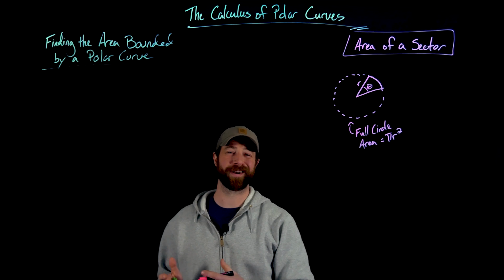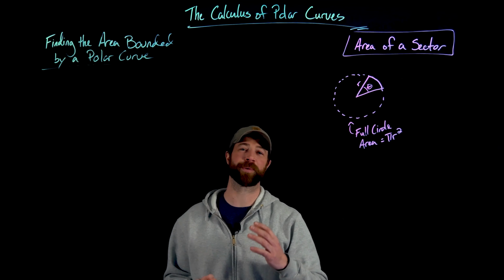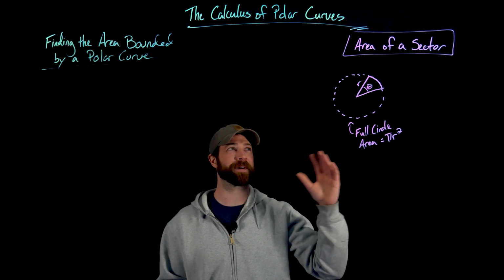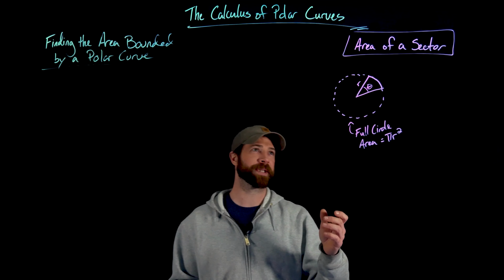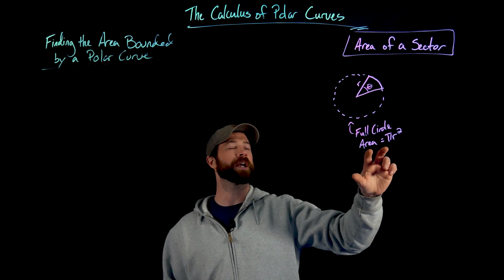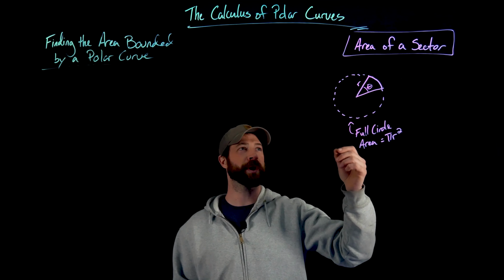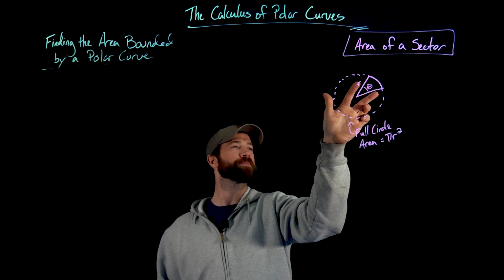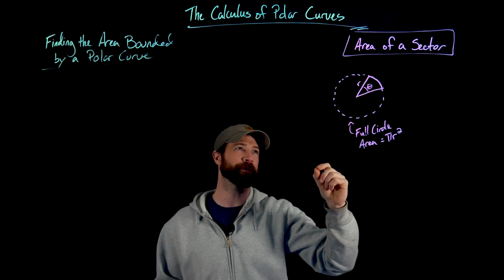First up, to find the area bounded by a polar curve, we first need to revisit a concept that you've definitely seen before, and it's not really that difficult: finding the area of a sector. In this case, we know the area of a full circle is pi r squared, but we don't want a full circle. What we want is this little wedge piece taken out of a full circle.